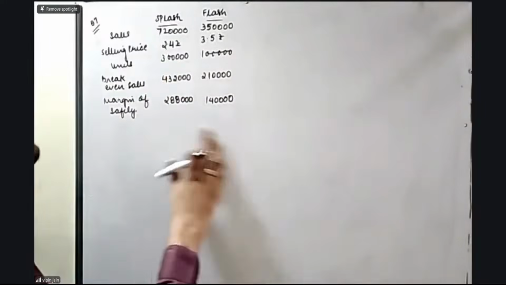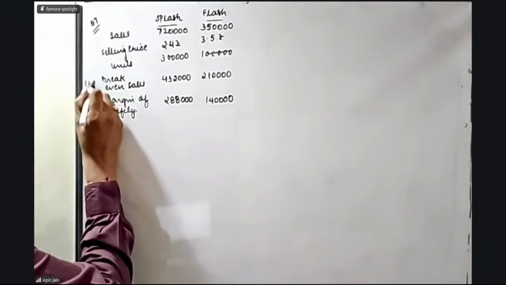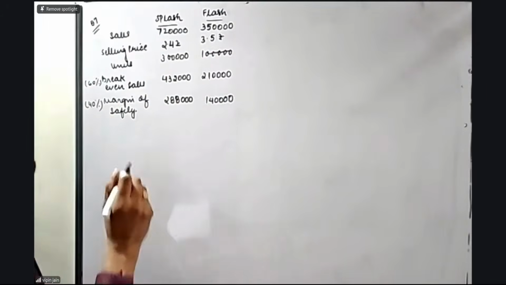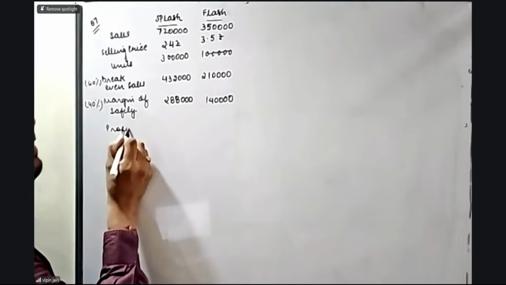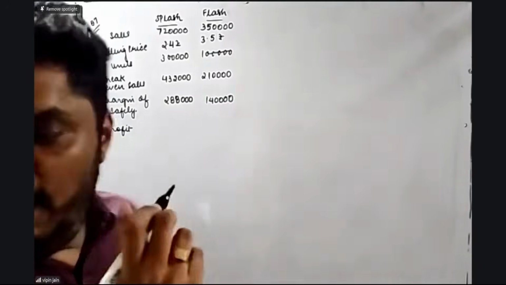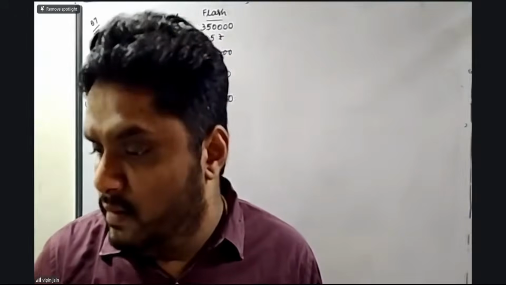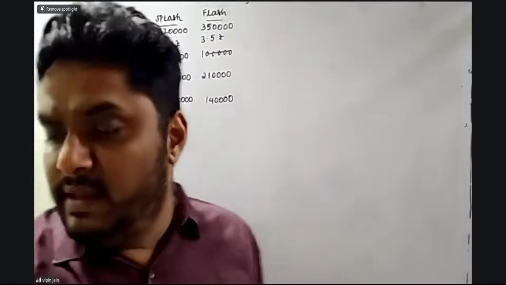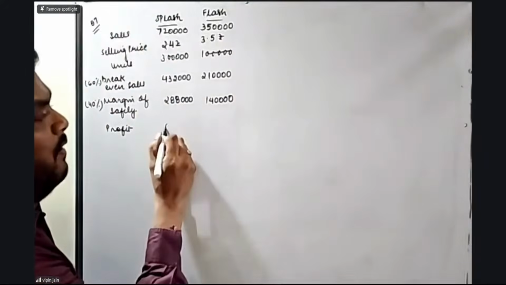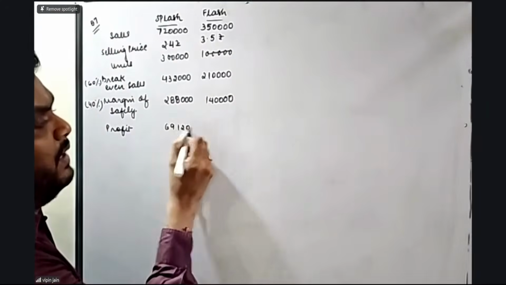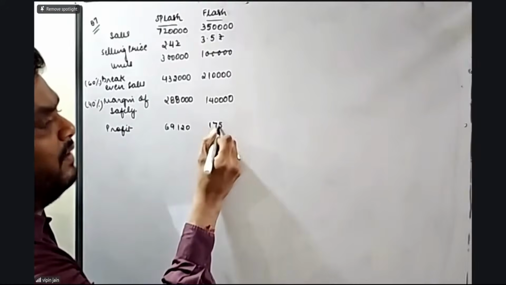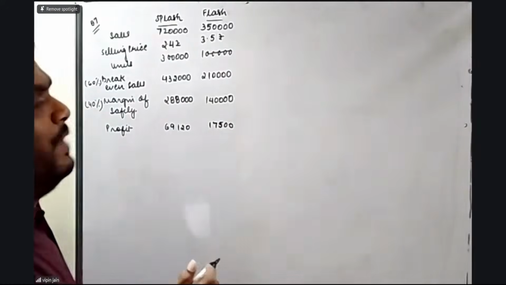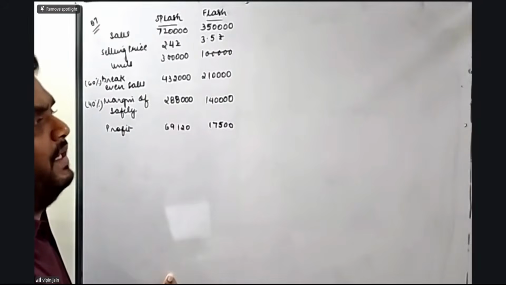So margin of safety sales will be 40%. If it is 60%, this will be 40%. Now see, profit is also given. Profit is given as 69,120 and 17,500. Now see, the question is asking us to calculate the fixed cost using this data.